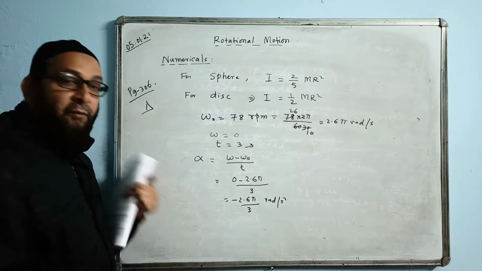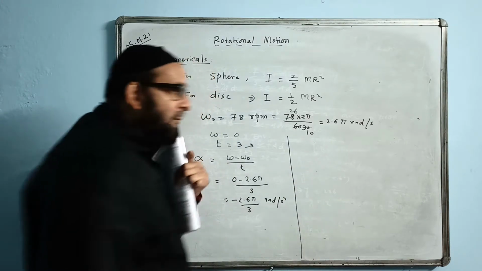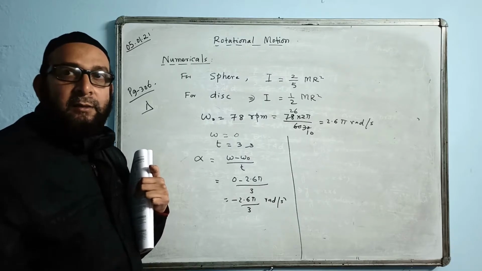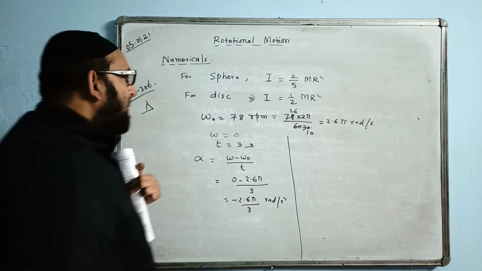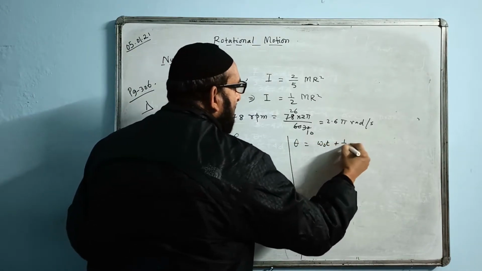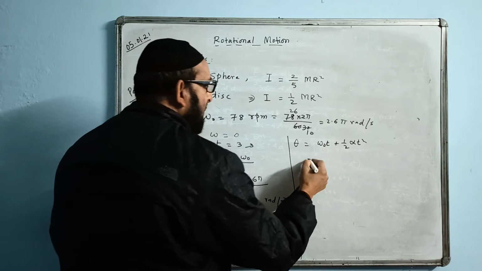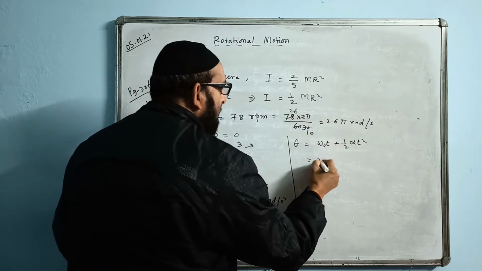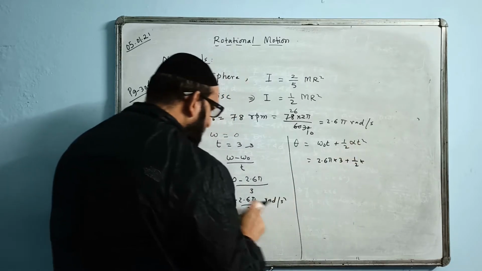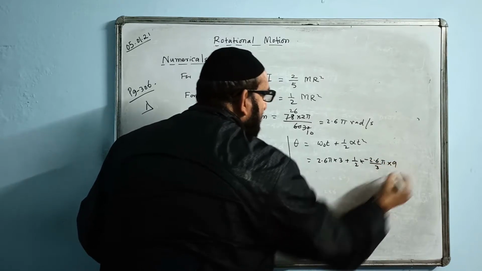And now you have to find the number of revolutions it makes before coming to rest. How to find number of revolutions? To find the number of rotations or revolutions, you must find the value of theta, and then theta by 2 pi will give the number of revolutions. So theta is displacement, and the formula will be omega naught t plus half alpha t square. That's like the formula S equal to ut plus half at square. Omega naught value we have is 2.6 pi times 3 seconds plus half alpha value, which is minus 2.6 by 3 pi, times 3 square, that is 9.